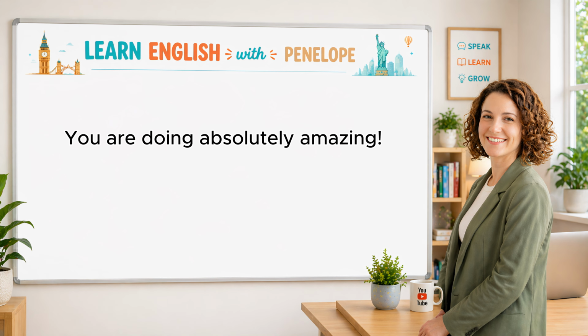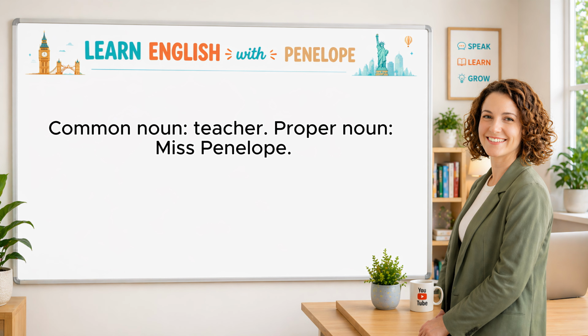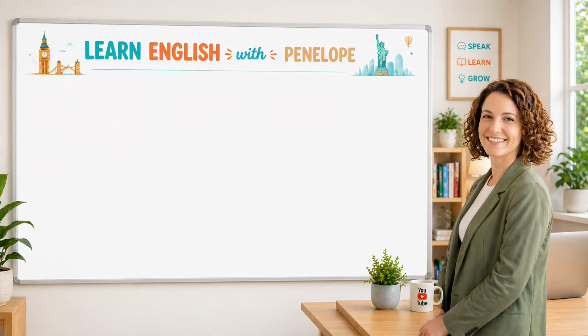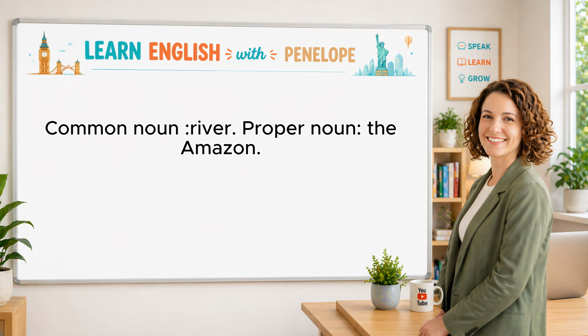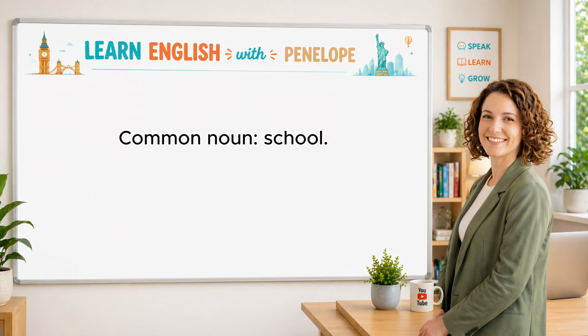You are doing absolutely amazing. Those were 10 clear examples. Let me give you a quick summary of what we just looked at so you can see everything together. Common noun, teacher. Proper noun, Miss Penelope. Common noun, boy. Proper noun, Tom. Common noun, country. Proper noun, France. Common noun, river. Proper noun, the Amazon. Common noun, school. Proper noun, Oxford University.